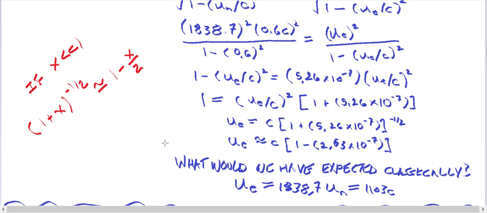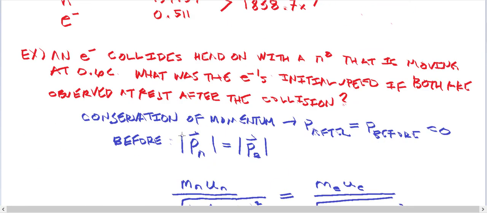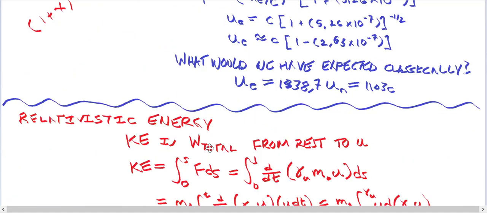Now, what would we have expected classically? Well, classically, we would have still said that the momentum magnitudes before and after were equal, and that meant that the magnitude of the momentum of the neutron had to be equal to the magnitude of the momentum of the electron, just directed in opposite directions.